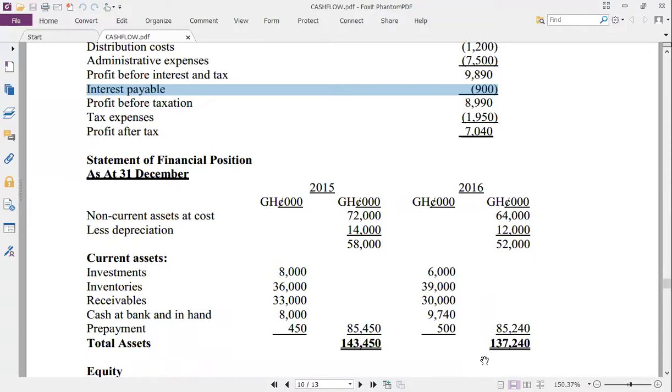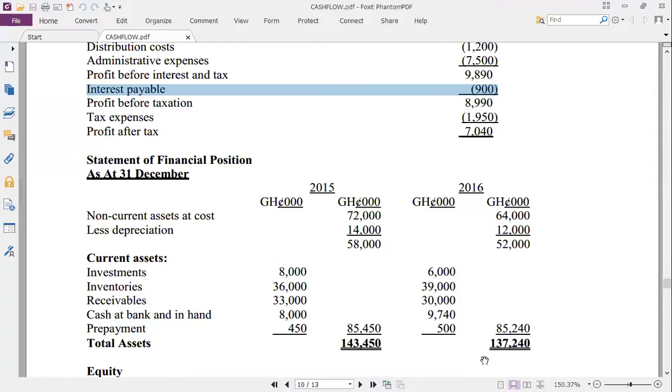So non-current asset at cost, less depreciation. They give us the breakdown and we've scanned through the breakdown. And here there's no need for us to go ahead and calculate the PPE schedule again. No, they've done it. Everything is there. So you just have to pick the figures in there.